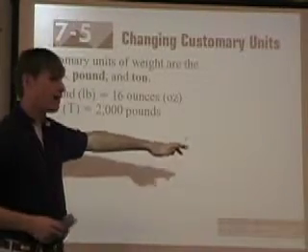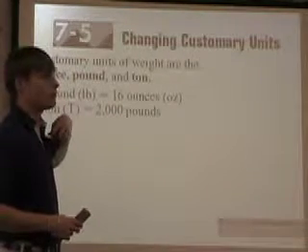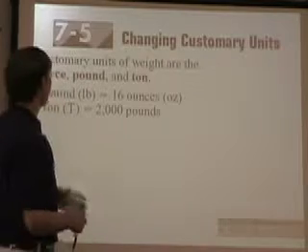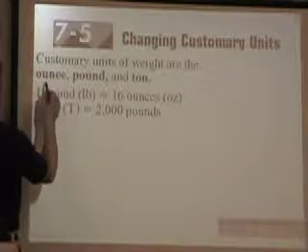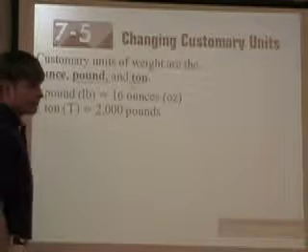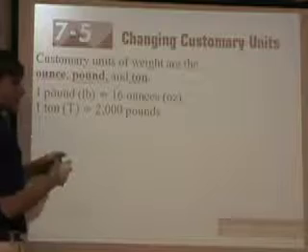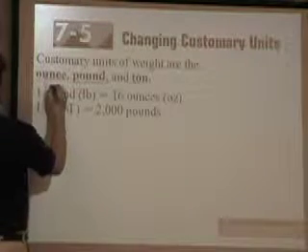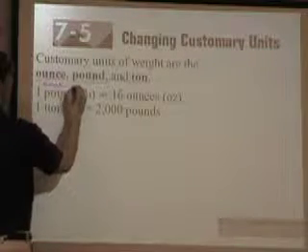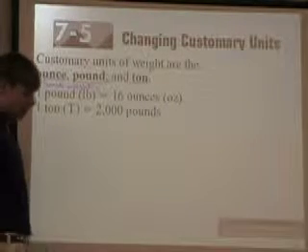Now today we're going to talk about the customary or the U.S. system. We're about the only country in the world that uses this. The customary system uses ounce, pound, and ton. Ounce is weight, small weight. So we'll put here it's small weight. Pound is medium weight.